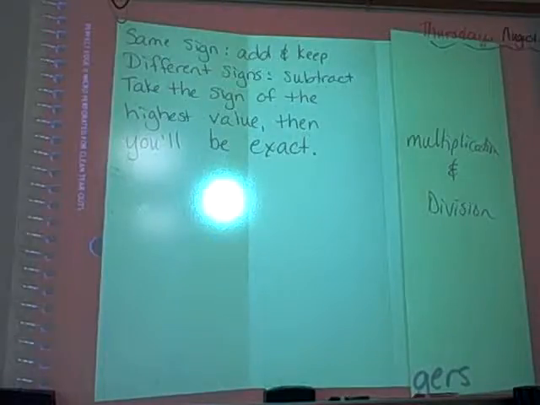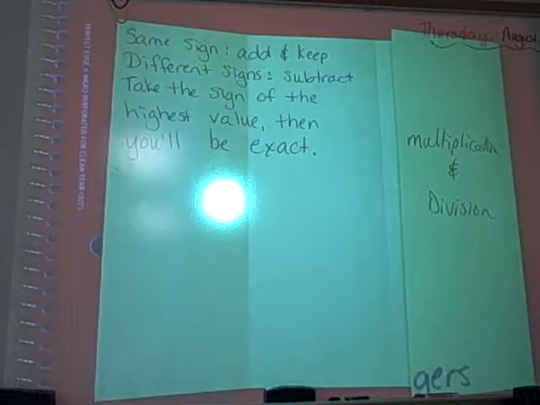Okay, let me explain how this works. If they're both positive, you add them and keep it positive. You've been doing that since kindergarten. 2, positive 2, plus 3, positive 3, equals positive 5. You've been doing that for a long time. If they're both negative, negative 2 plus negative 3, you add them together and keep it negative. It's negative 5. All right, different signs, you subtract them and take the sign of the highest number.